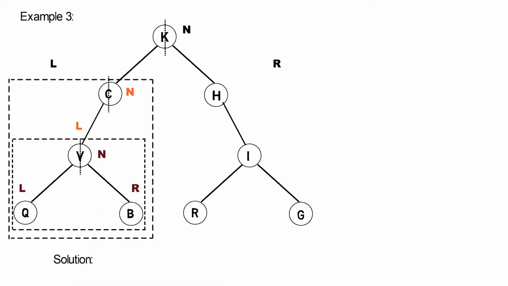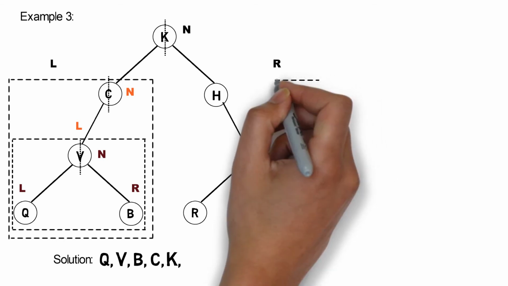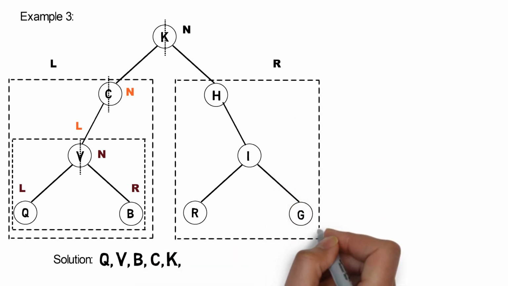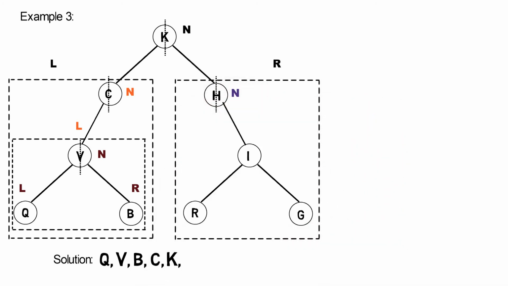Now, let's traverse this tree. We are going to have Q, V, B. Then we move up to put down the root node C. And then we go to the topmost root node K and write that down. We have dealt with the left subtree and the root node, so we can now consider the right subtree.